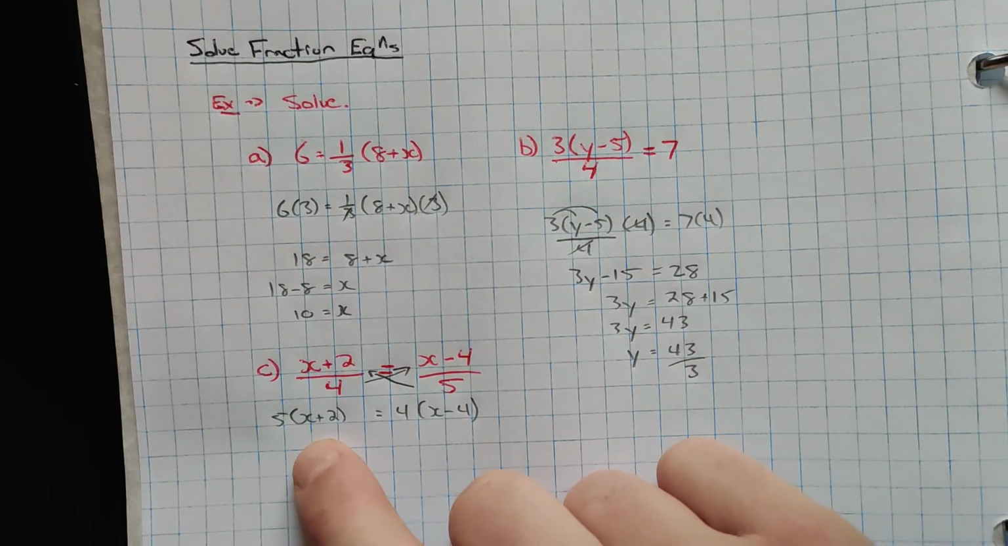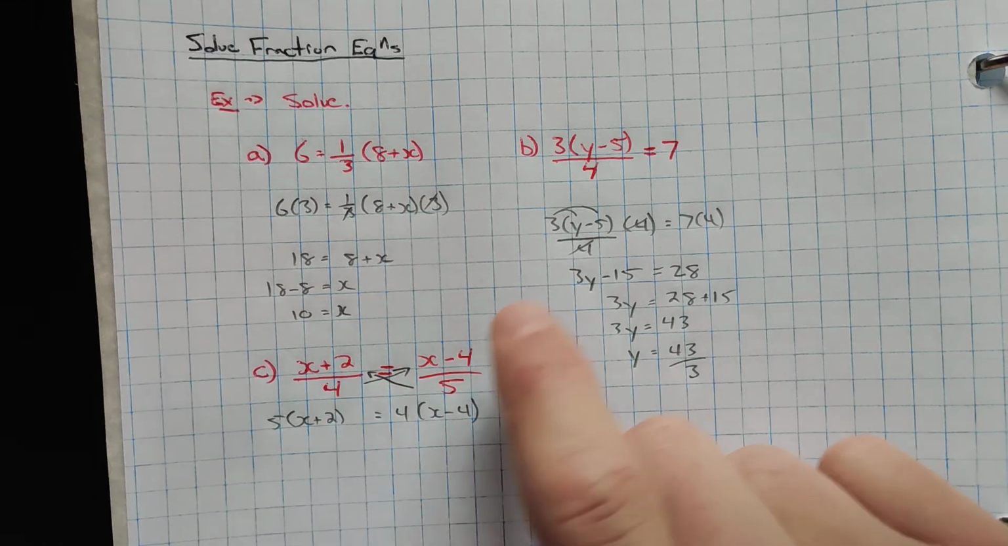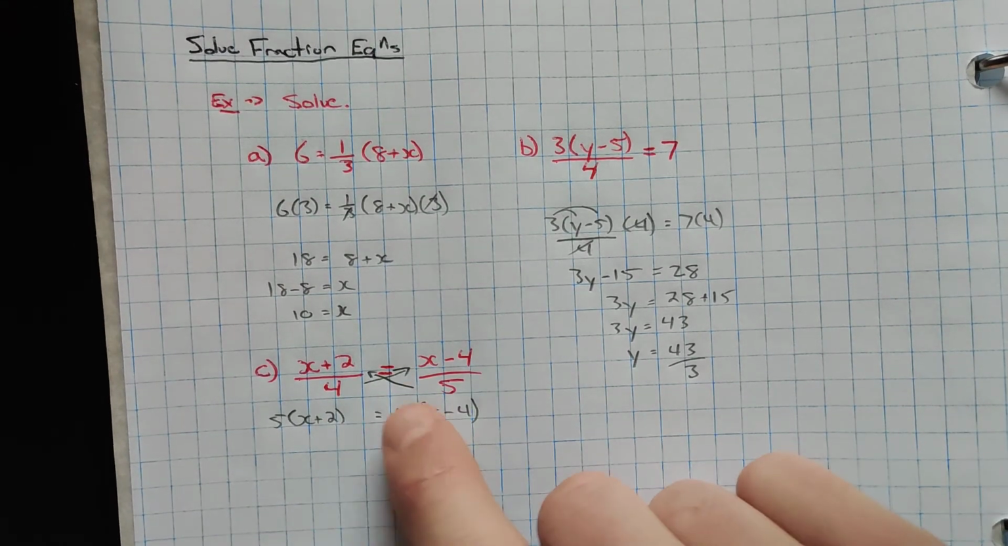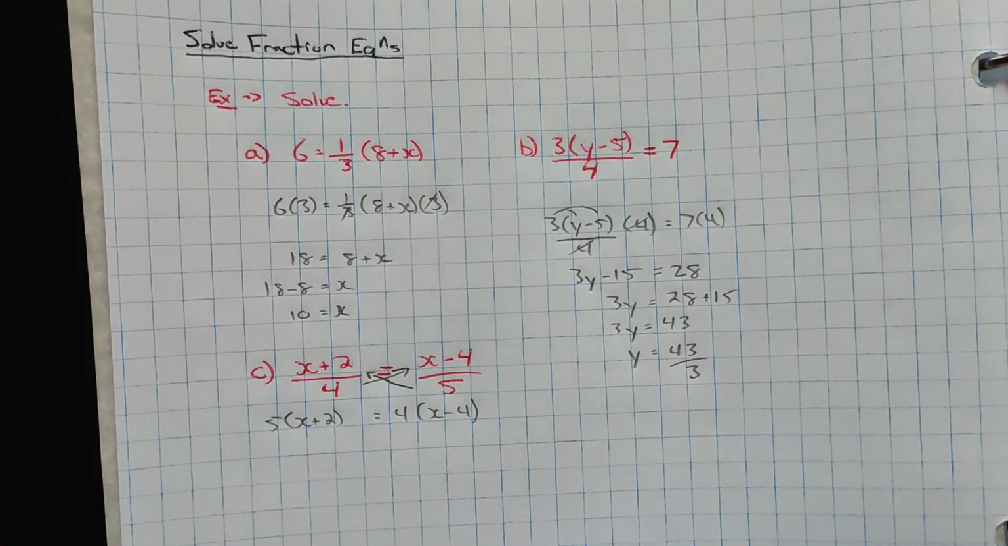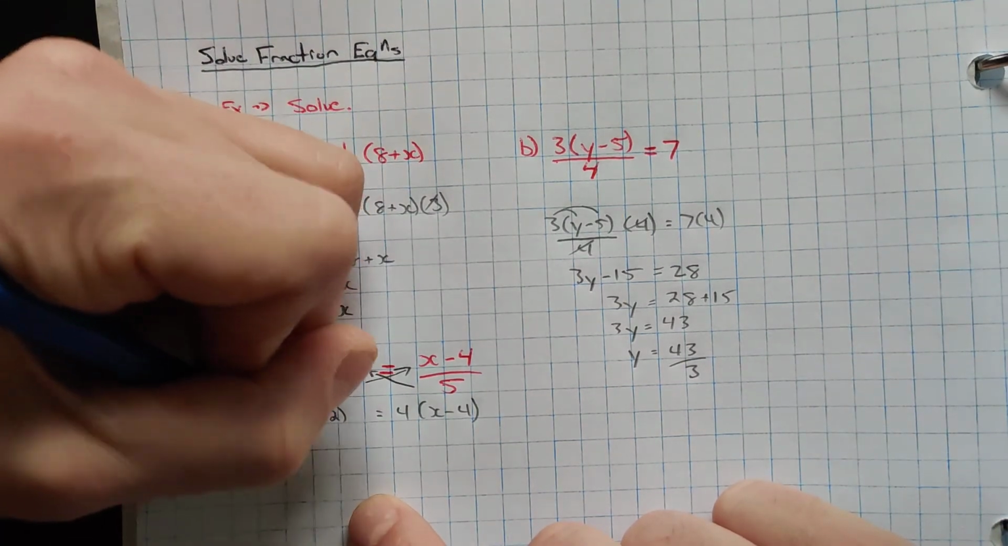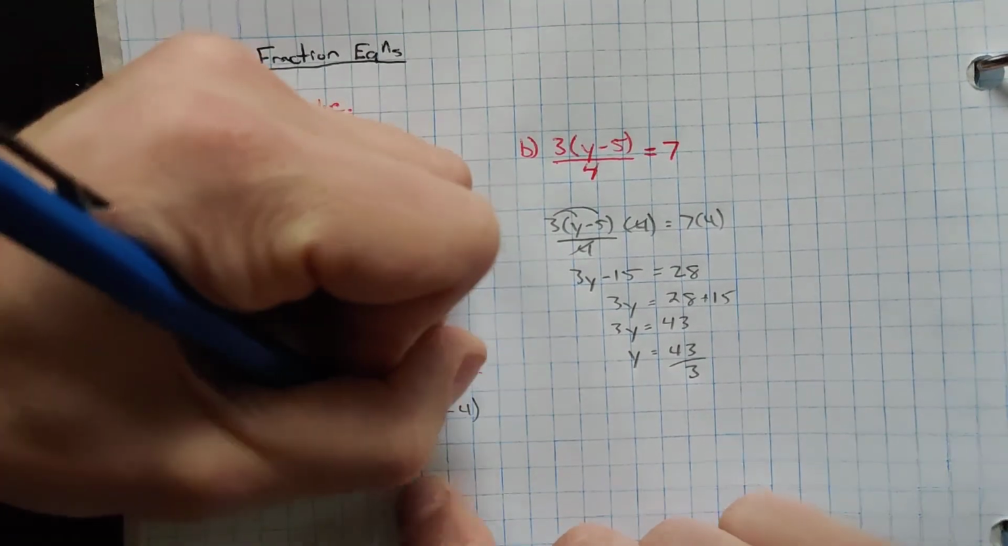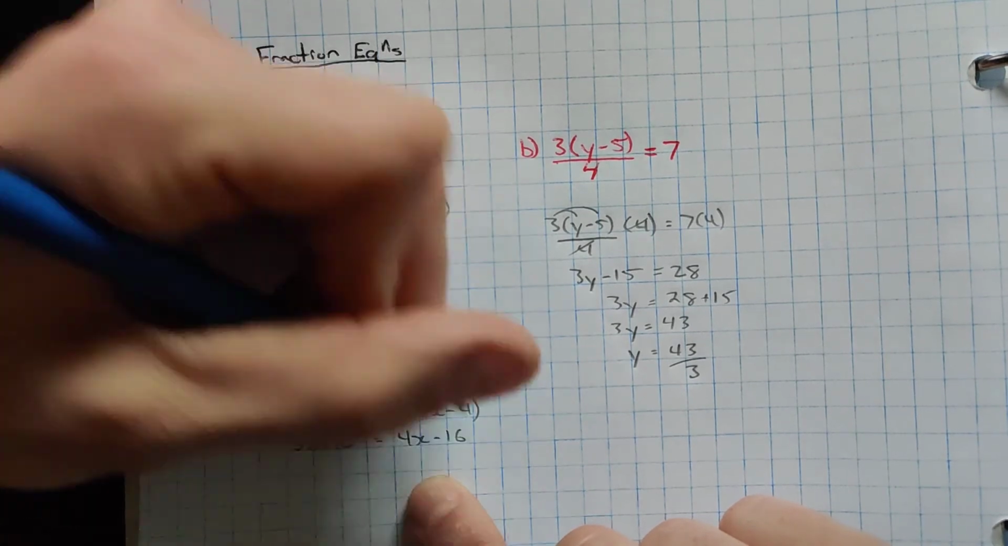We've multiplied this side by 4, it gets rid of the 4. So multiply this side by 5, gets rid of it. And so we also have the 4 and 5 now left on either side. We're left with 5x plus 10 equals 4x minus 16.